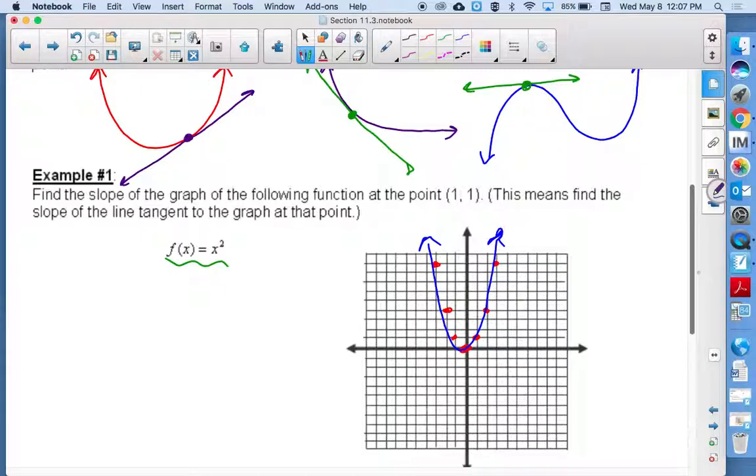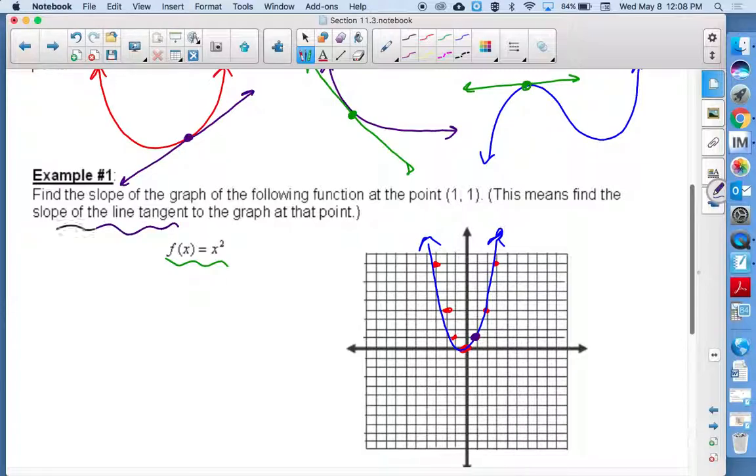So the question is, find the slope of the graph at the point 1, 1. So 1, 1 is right here. That's the first point that we have plotted after the minimum of the vertex. Using another piece of paper, a straight edge, a ruler, a calculator, as best as you can, I want you to draw a tangent line through that point. So a tangent line is a straight line that connects the graph at that one point. So it should not cross the graph at any other point. But as best as you can, that's what we're trying to find.